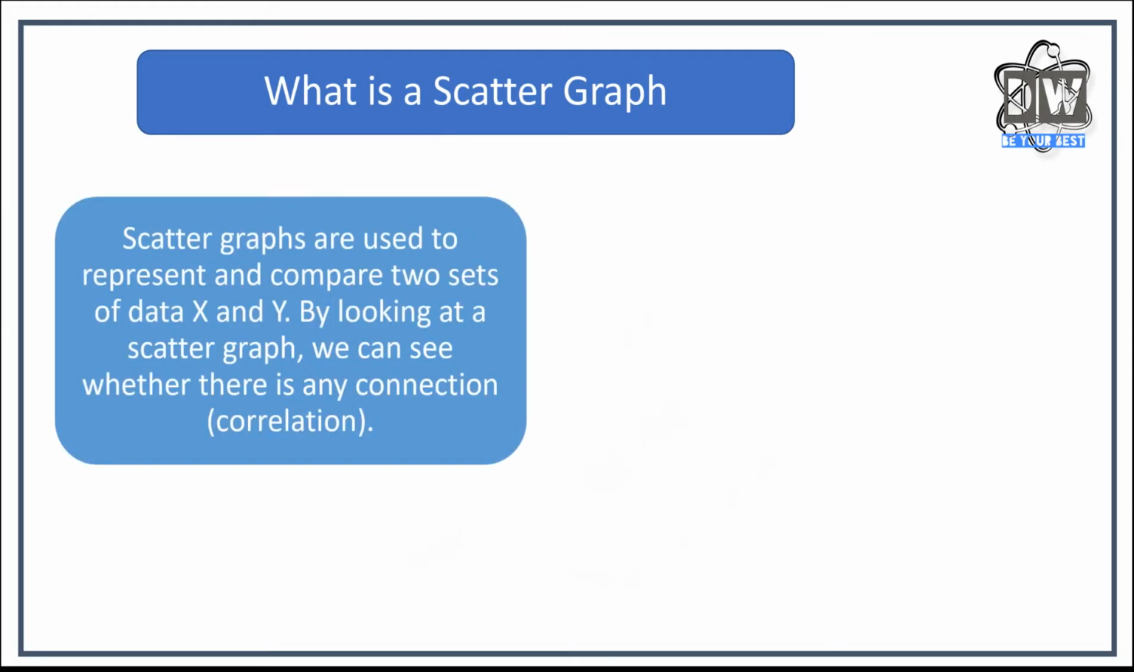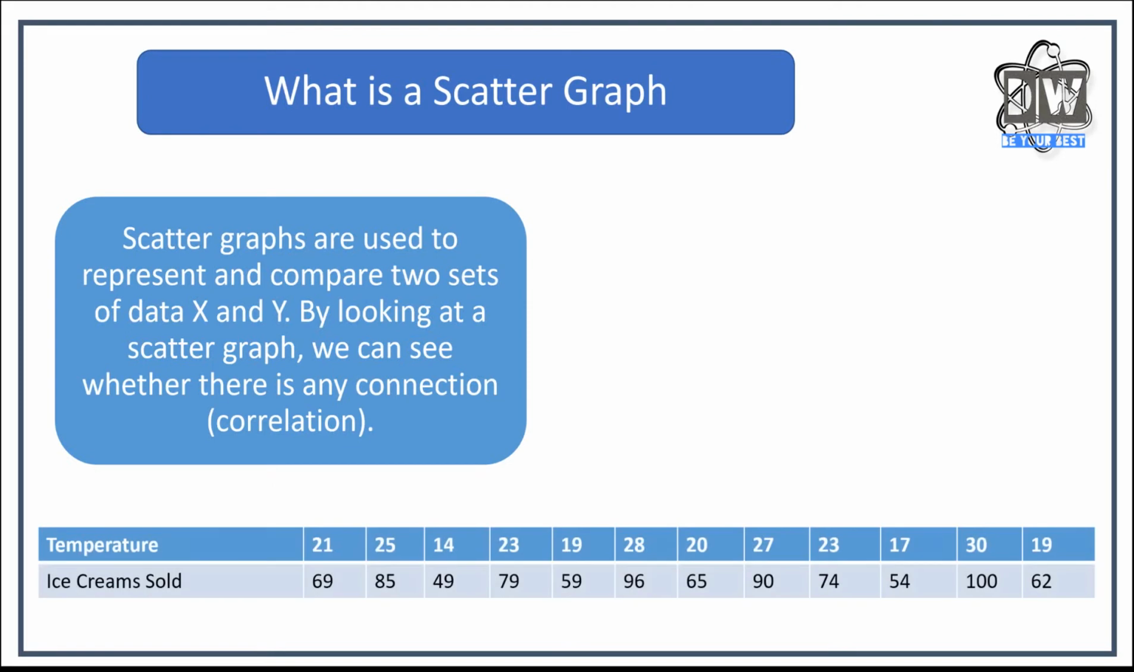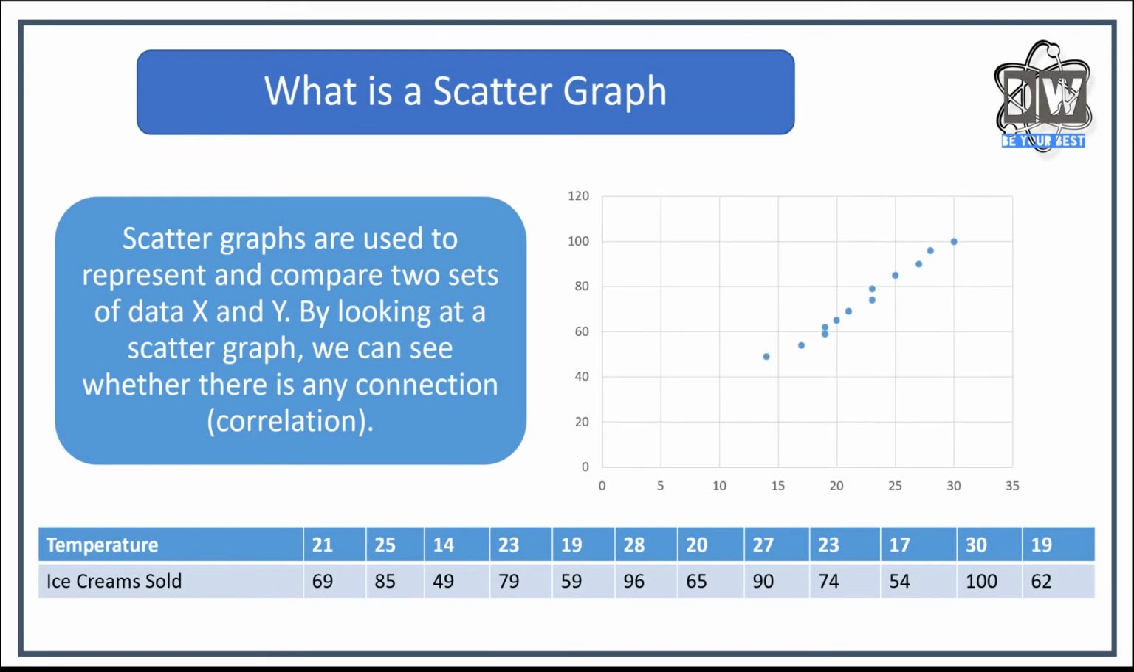What is a scatter graph? We've done this before. Scatter graphs are used to represent and compare two sets of data, X and Y. By looking at a scatter graph, we can see whether there is a connection or a correlation. And that's what we're going to look at today. Temperature and ice cream sold. The hotter it is outside, the more we all want ice cream, and that includes me. I love a good ice cream. And all that information is represented on the graph we can see there.